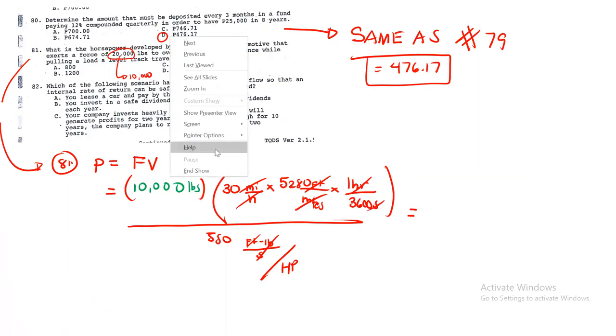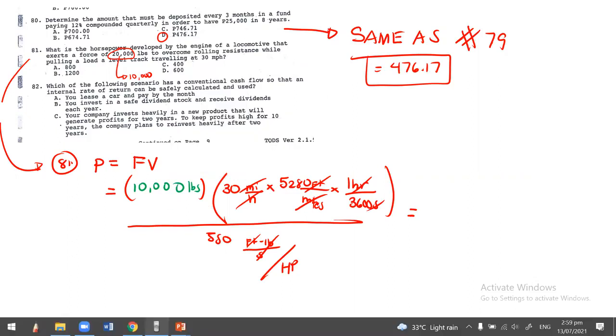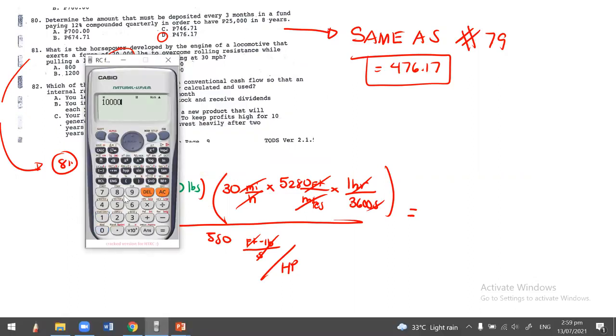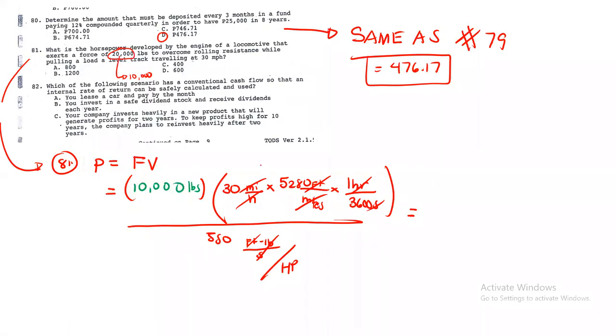So, calculate natin. Pakita natin yung sagot. So, 10,000 times 30 times 5 over 80 times 1 over 3,600 divided by 550. So, sagot is 800. Sagot dito is 800 pounds. Letter A.